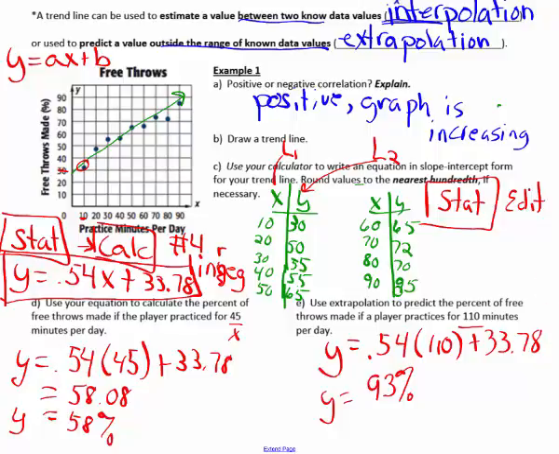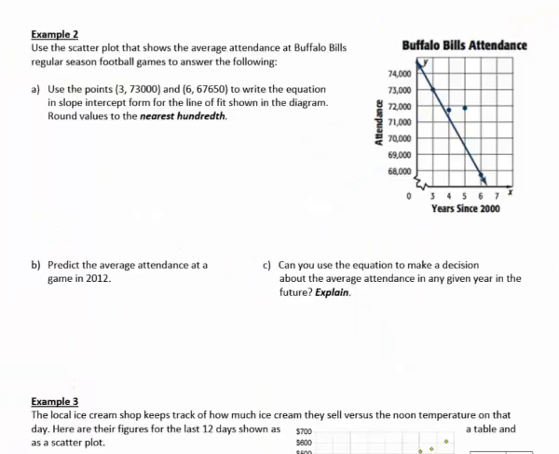All right, so let's take a look at another example here. This one, now they've given us a graph, and they're talking about Buffalo Bills attendance, years since 2000. And as you can see, the attendance has declined, right? It's a negative. But I'm going to use the points. This time they give me the 2 points to use. And I want to be able to write them, so I'm going to put these in my calculator.